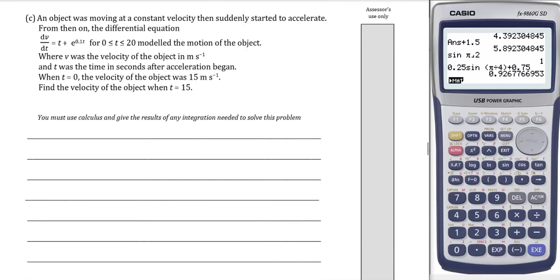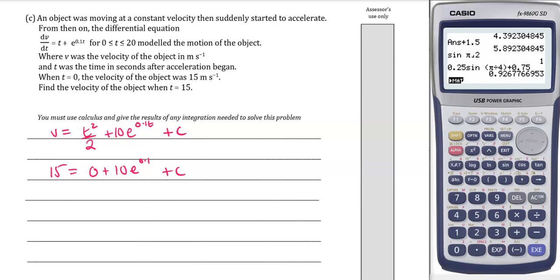Okie doke, part C. Looks like we've got some differential equations going on. So if we integrate dv by dt, we'll get v. So this will be t squared over 2, e to the 0.1t and then divided by 0.1, so that'll be 10 here, and then plus c. We've got some information when t is 0, the velocity was 15, so 15 is equal to 0 plus 10 e to 0.1t plus c.